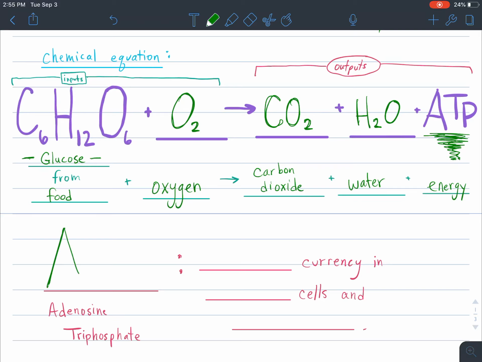Now, what is ATP? Good question. ATP is an acronym for adenosine triphosphate. So the A is for adenosine, the T is for tri, and the P is for phosphate. Adenosine triphosphate is the energy currency of the cell.